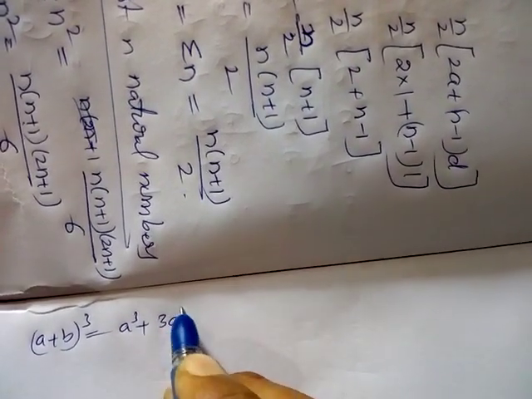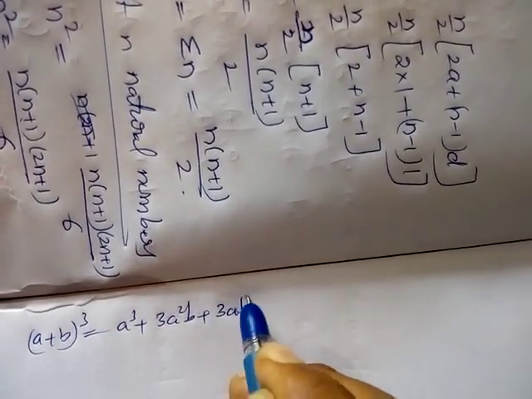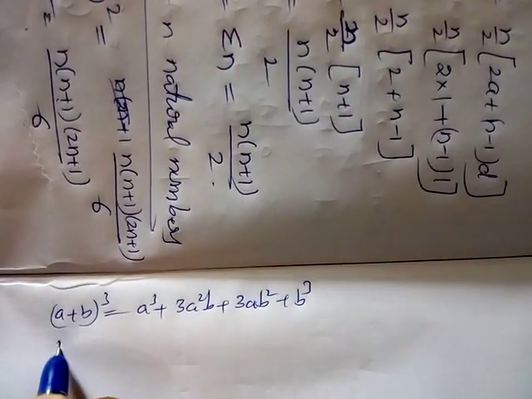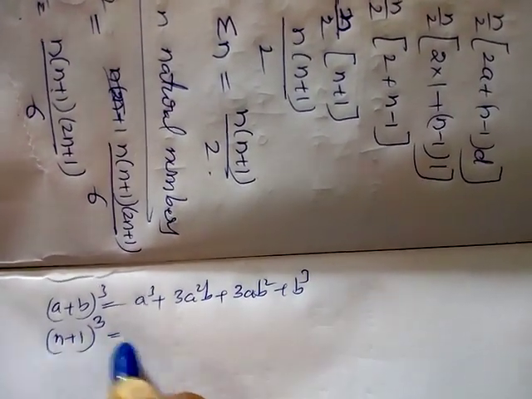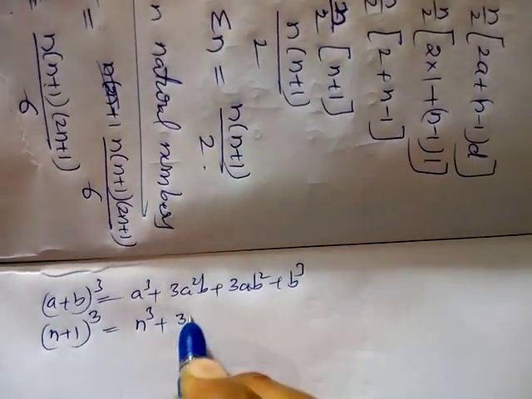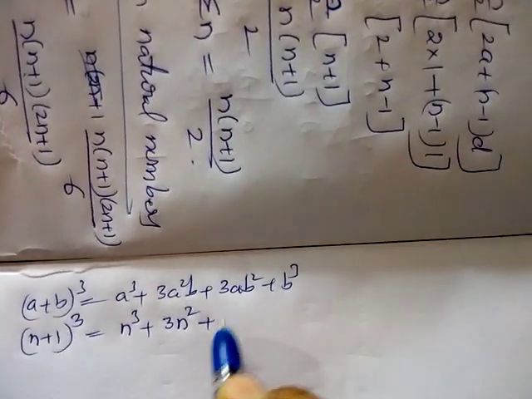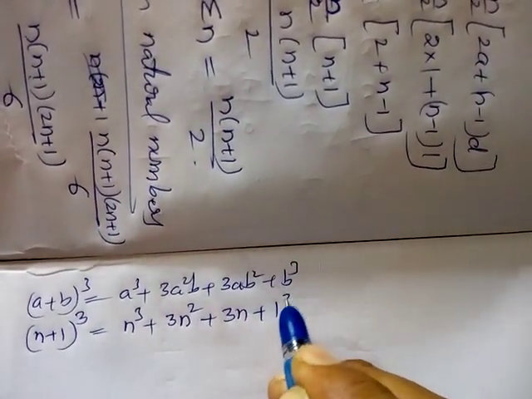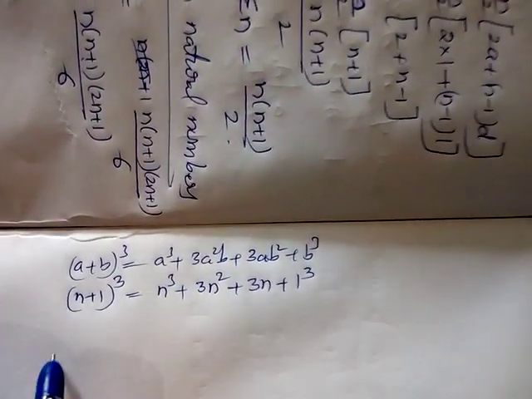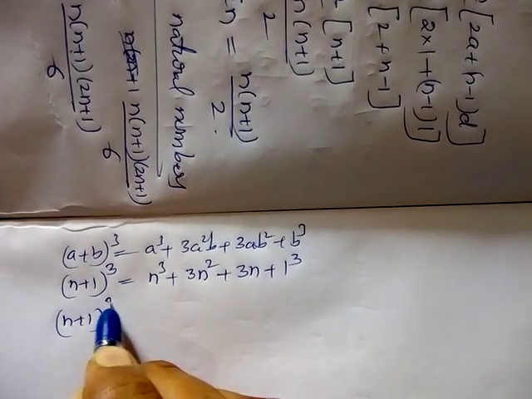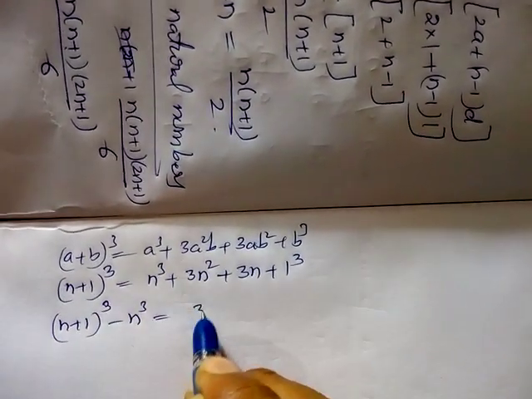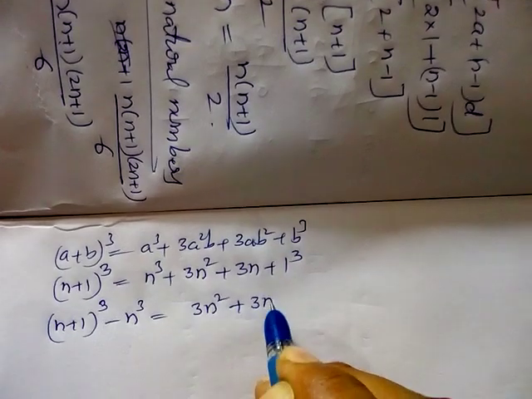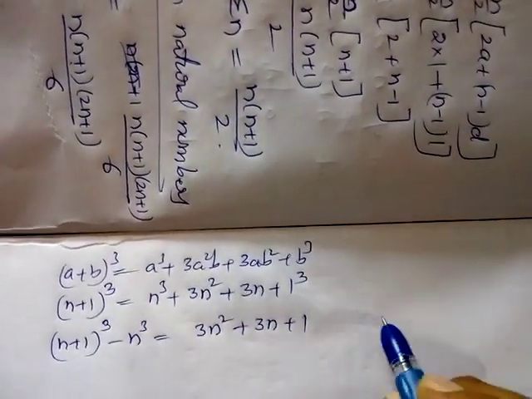We know an identity: a plus b whole cube is equal to a cube plus 3a square b plus 3ab square plus b cube. So n plus 1 whole cube is equal to n cube plus 3n square plus 3n plus 1 cube. Okay. So from this, transferring n cube to this side, n plus 1 whole cube minus n cube is equal to 3n square plus 3n plus 1. So this is one identity.